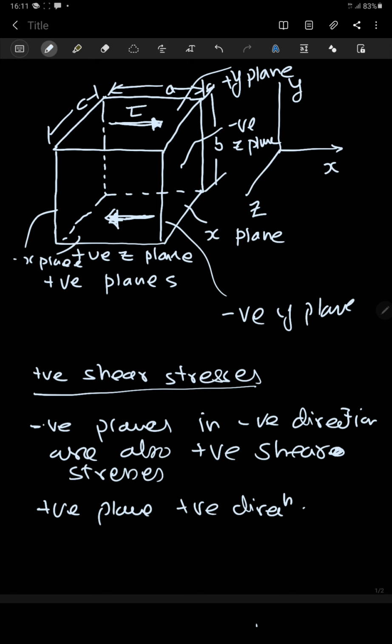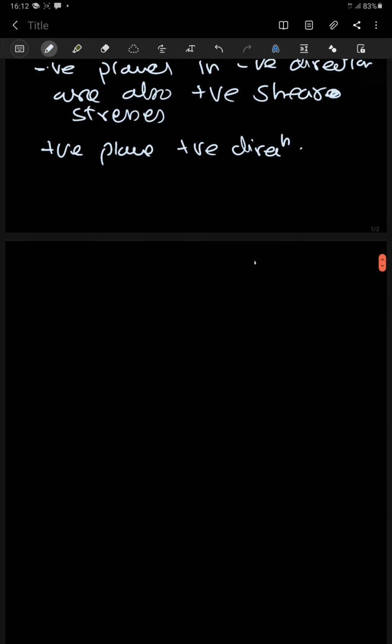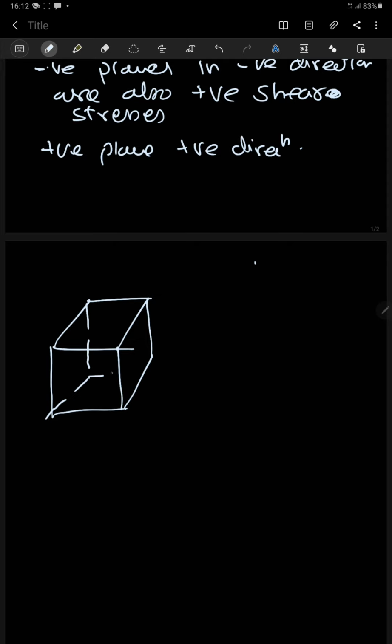Now what will be the resultant effect of the shear stresses on this cube? Of course, if I imagine the cube, there has to be an equal and opposite shear force. If this is shear stress acting in the positive x direction, y direction and z direction, then there has to be an equal and opposite force on the bottom negative y plane as well. So the pair of equal and opposite shear stresses has to be there.